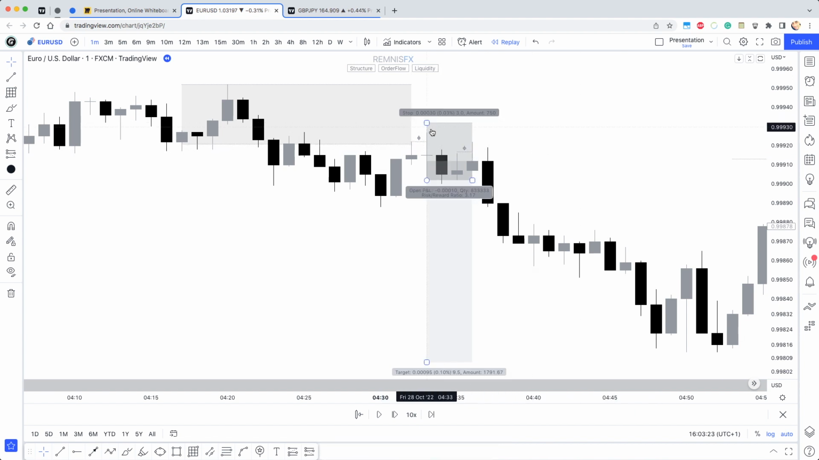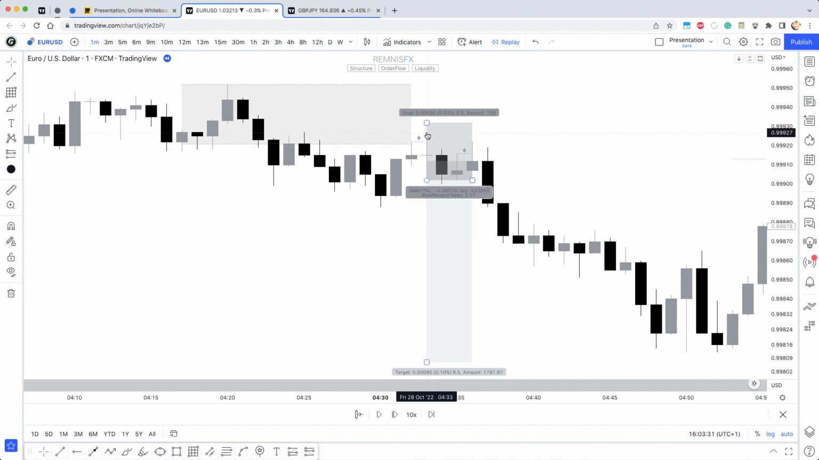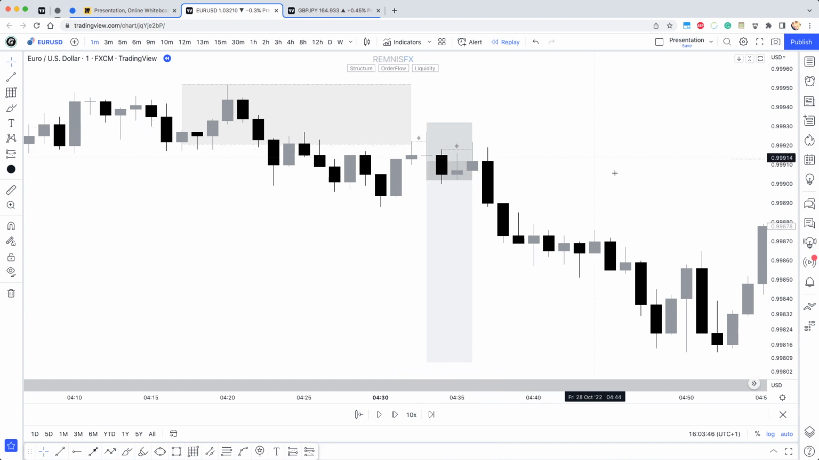Now, this is of course not based on order flow, but purely on liquidity mitigation, because this candle got liquidated by this candle, right? And then this candle and this candle got liquidated by this candle. So basically, you can do even something like this to give you a better picture, right? Okay, so now this one is also liquidated.